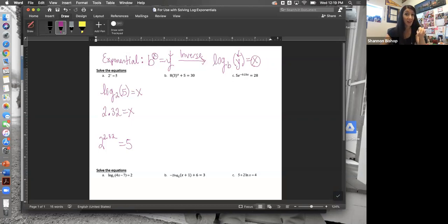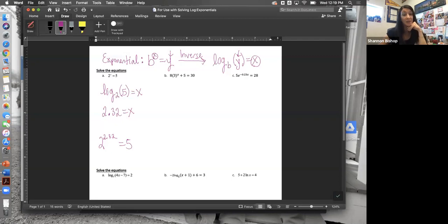Part B, on the other hand, has all this other stuff. When I look at part B, here's what I'm thinking. I see a base of 3. I see an exponent of x, and I see a result of maybe 30. That's the number on the other side of the equal sign, so maybe 30 is the result.